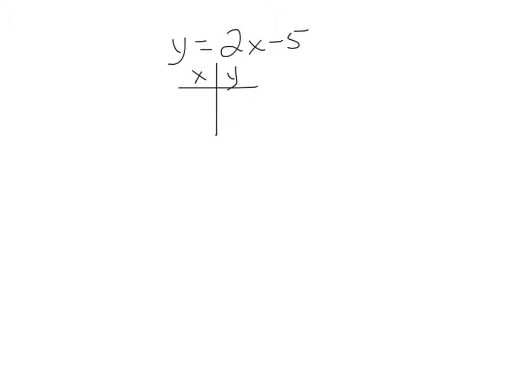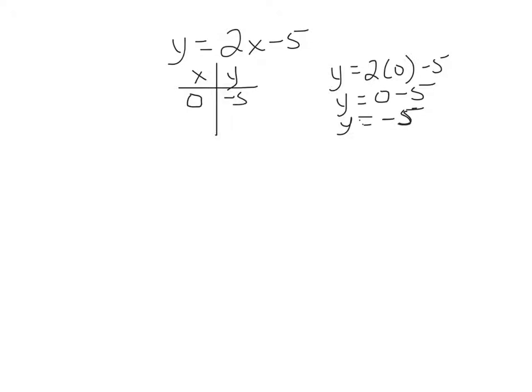And once again, I can just start choosing any values that I want to for x. I'm going to choose 0 and put a 0 in where the x is. If that's the case, when I go through and solve this, I'm going to have y is equal to 2 times 0 minus 5. If I want to simplify this now and figure out what y is, 2 times 0 is 0, so y is equal to 0 minus 5, or y is equal to negative 5. So, one possible set of values is 0, negative 5.